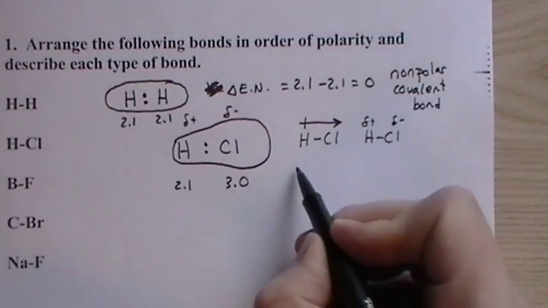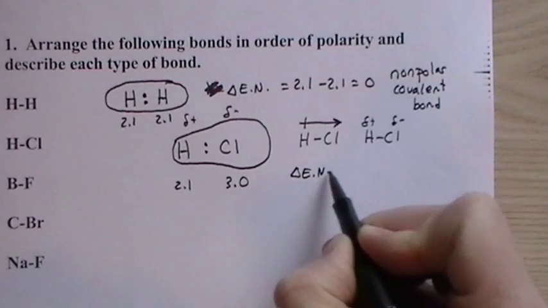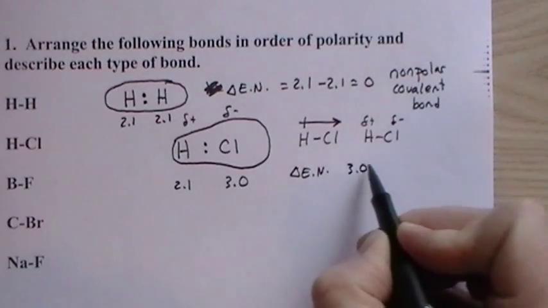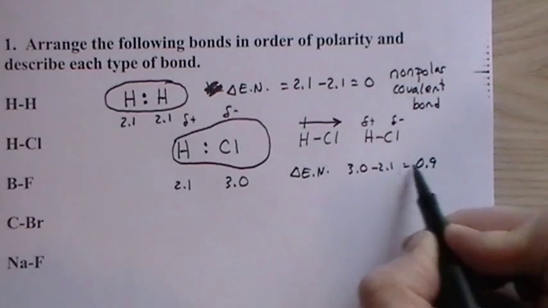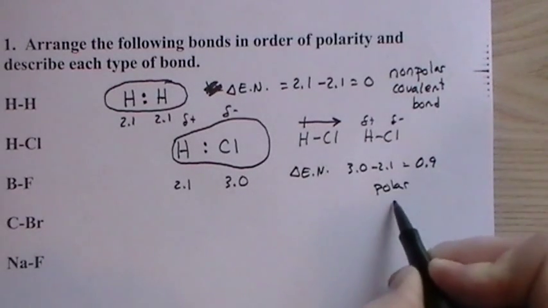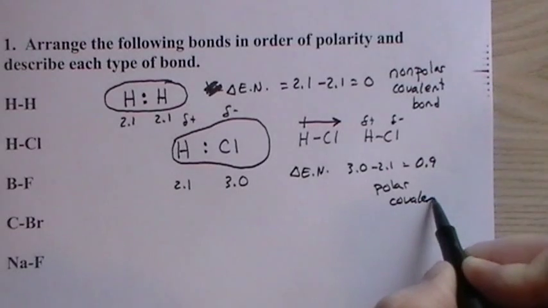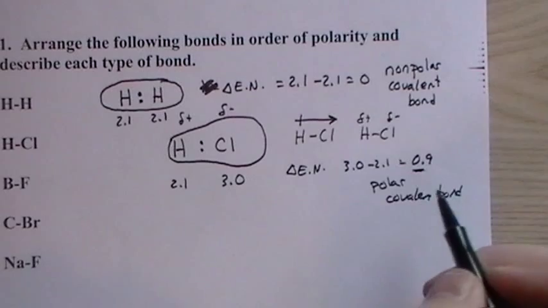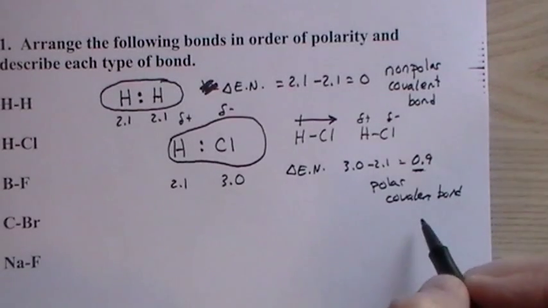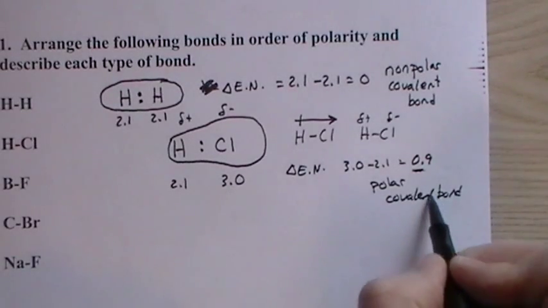Now let's take the delta for the electronegativity. We have 3.0 minus 2.1, and that's 0.9. This would be a polar covalent bond. If it is anything but 0, but it's less than 2, then it's going to be polar covalent.